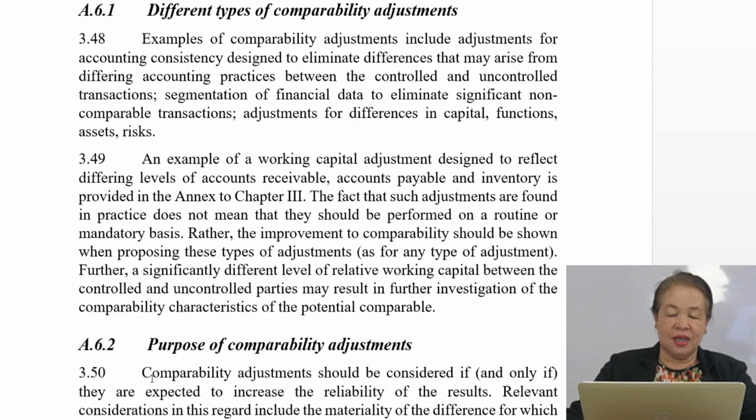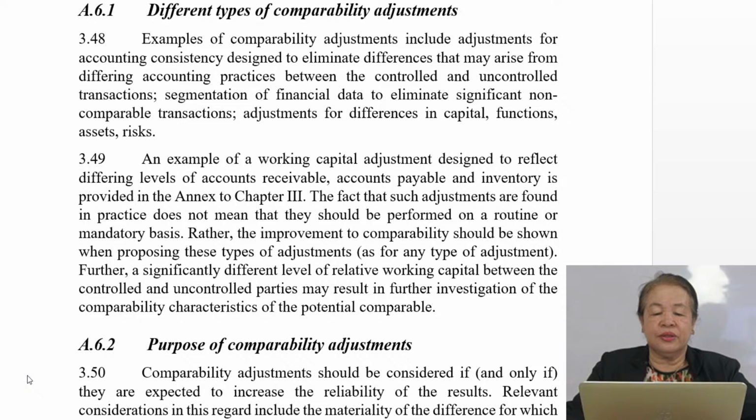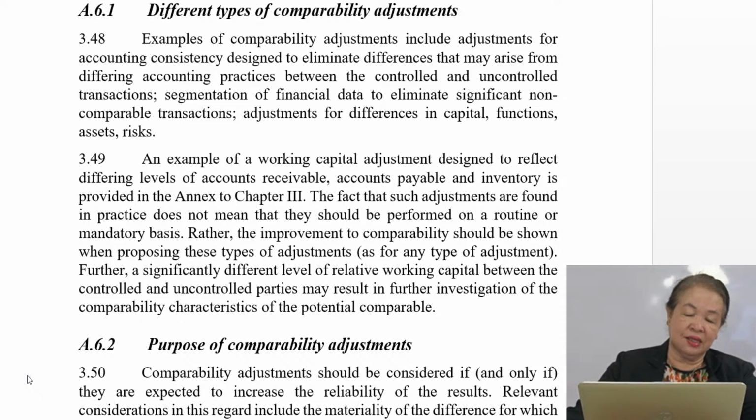So ito yung different types. Examples of comparability adjustment include adjustment for accounting consistency, isa na yun, designed to eliminate differences that may arise from differing accounting practices between the controlled and uncontrolled transactions, segmentation of financial data to eliminate significant non-comparable transactions, adjustments for differences in capital, functions, assets, and risks. No? So, yun. Yun yung mga adjustment na pwede mong gawin.